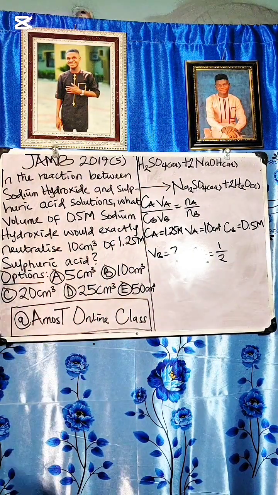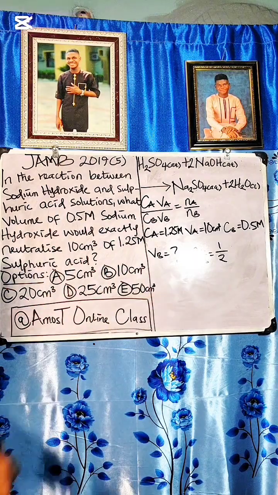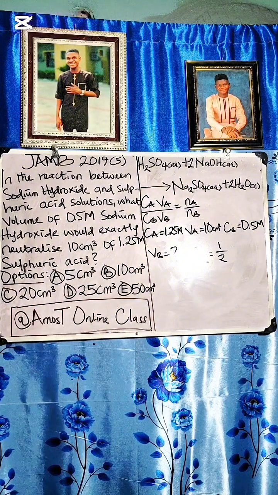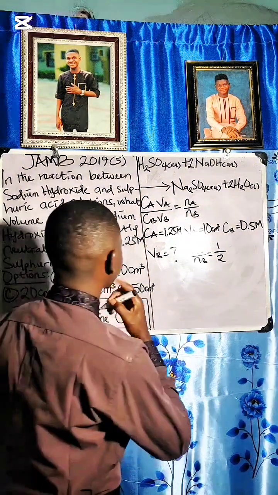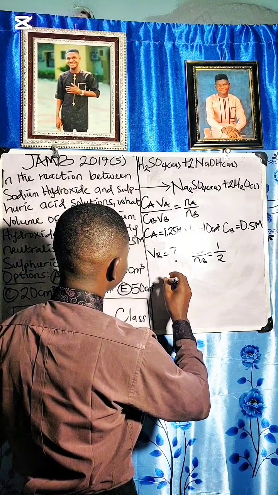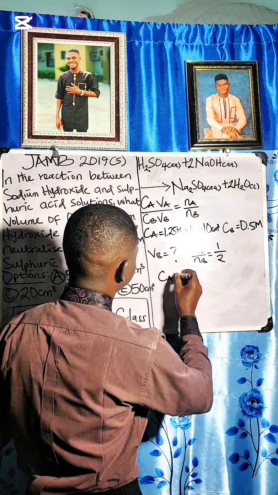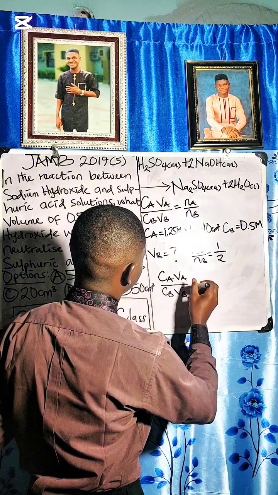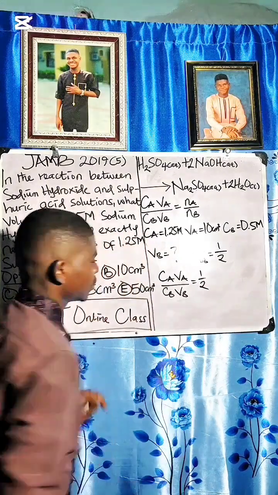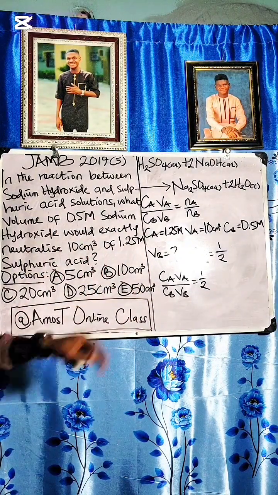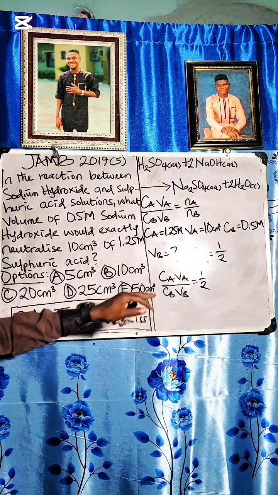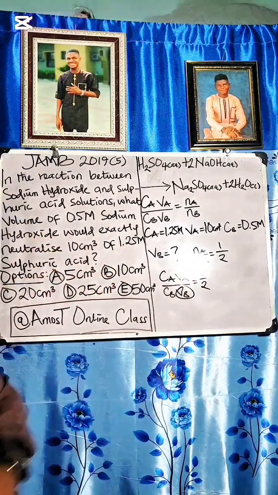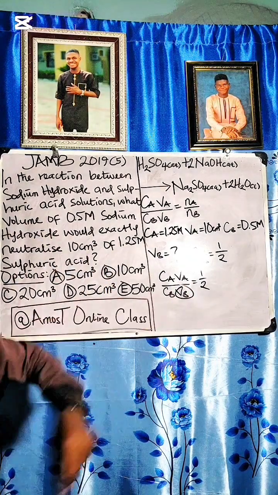Now let's put in the values. Remember that we're finding VB, which is the volume of base that is required to neutralize the acid. So let's put in the formula to find our VB. We have CAVA divided by CBVB is equal to 1:2, which is the mole ratio of acid to base. So how do we find our VB? Very simple, by cross multiplication of this equation.